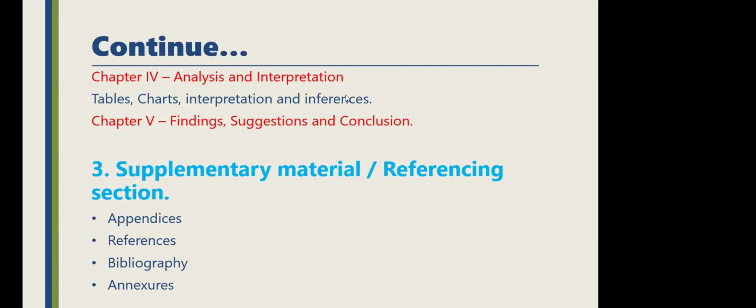This is mainly related to the tools you're using, the statistical tool you're using, and testing the level of significance with the results. And you are representing it through charts, and you're interpreting and inferring. Then next is chapter 5. In chapter 5, you will be giving what you have found out in your research. Then you have to give suggestions and you have to conclude it.